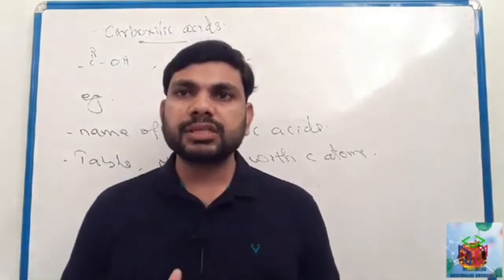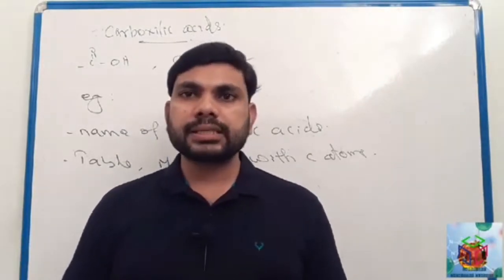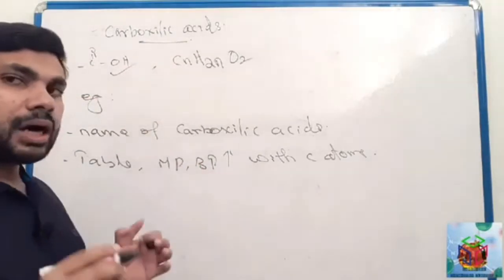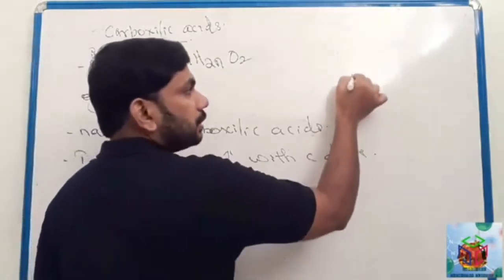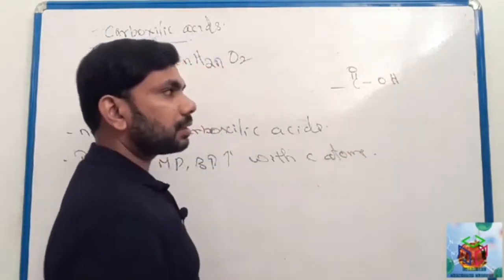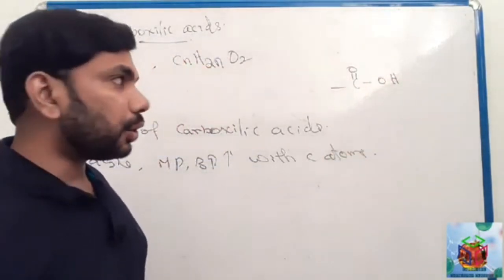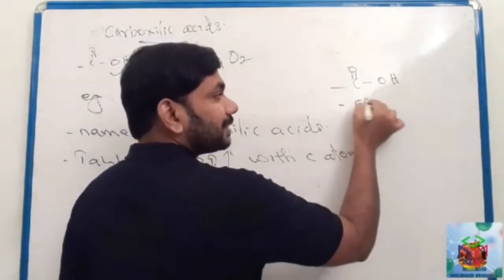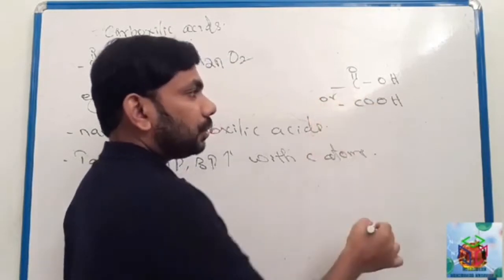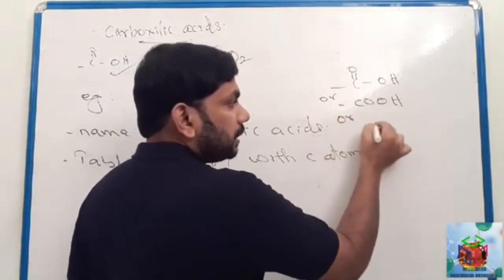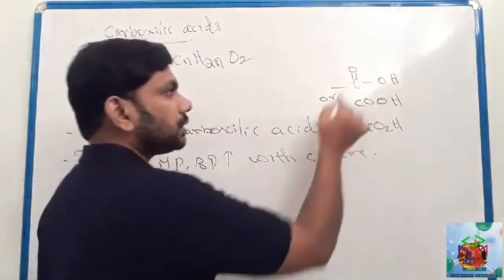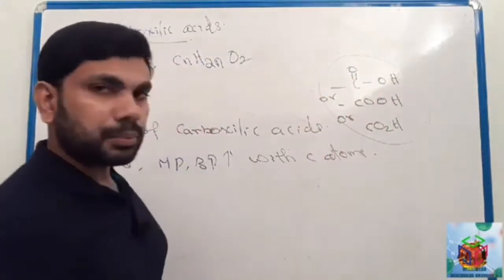Next one we have to discuss here, carboxylic acid. The functional group of carboxylic acid is carbon double bond oxygen single bond OH. Shortly you can write COOH. You can write it like this also. Also you can write CO2H, carbon 2 oxygen hydrogen. So all these are the representation of carboxylic acid.